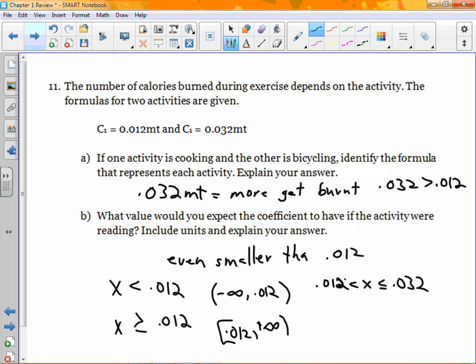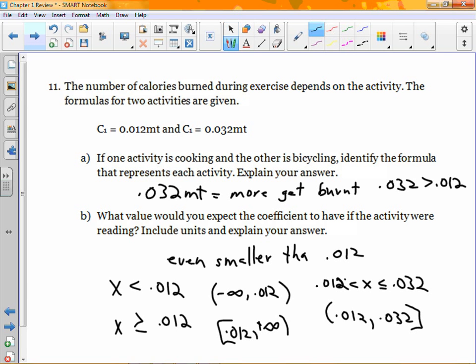0.012 is less than x, and x is less than or equal to that. Now, to do interval notation with this, remember, to get that symbol, you use a parenthesis. To get this symbol, use a bracket.